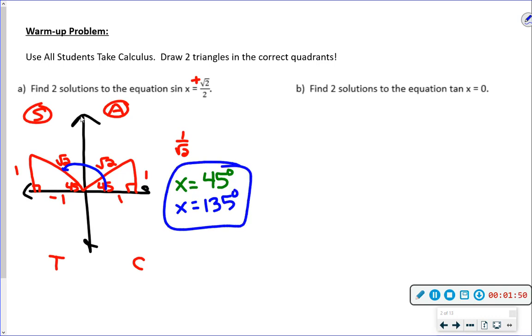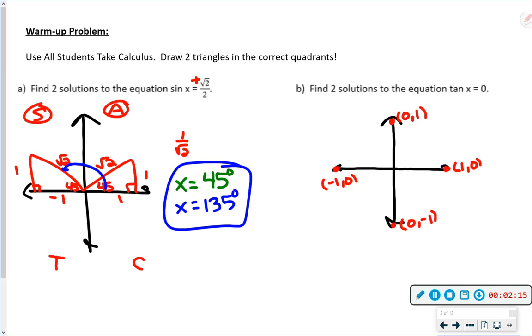Can't beat that. Find two solutions, tan of x equals 0. Well, as soon as I see the 0, I know I cannot make a triangle with the opposite over adjacent. I can't have a triangle being 0. So, of course, I'm thinking about our quadrantal angles, our points. So let's get those all drawn. And just to review, because this is coming into play if I'm going to switch and use unit circle, which I might on some problems today.